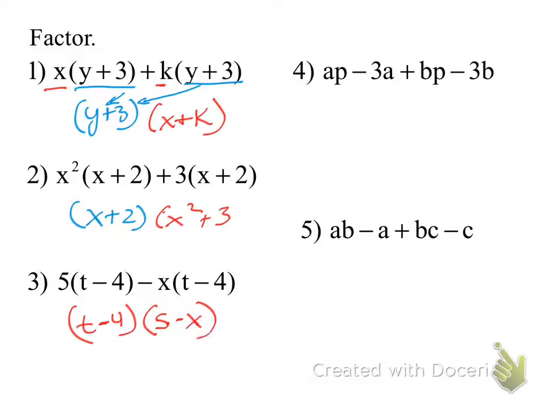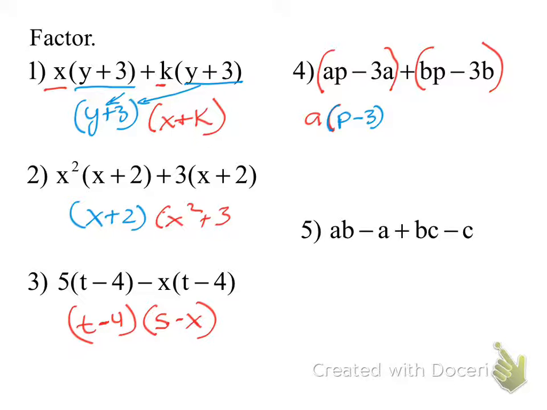Good. Now, what am I going to group together? Next one, Vardon. Make the group. AP minus 3A, BP minus 3B. So in the first group, what can I factor out? Just an A. And what would be left? P minus 3.